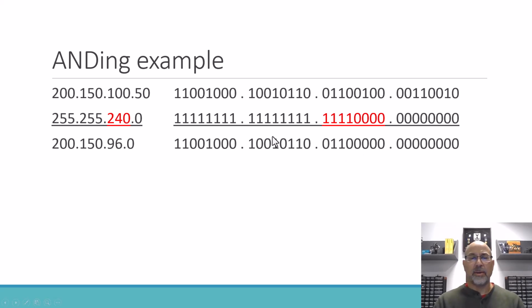Now it's really important that you understand how we got there, and the magic is right here in this third octet. When we have all ones, it's pretty easy, and when we have all zeros, it's pretty easy, right? Anything ANDed with a zero gives me a zero. But here it got a little tricky, and what happened to this one is that it got ANDed with a zero, and I got a zero down below.